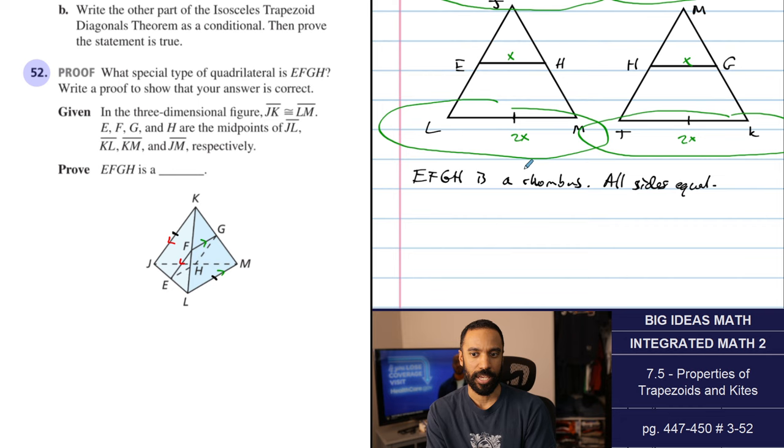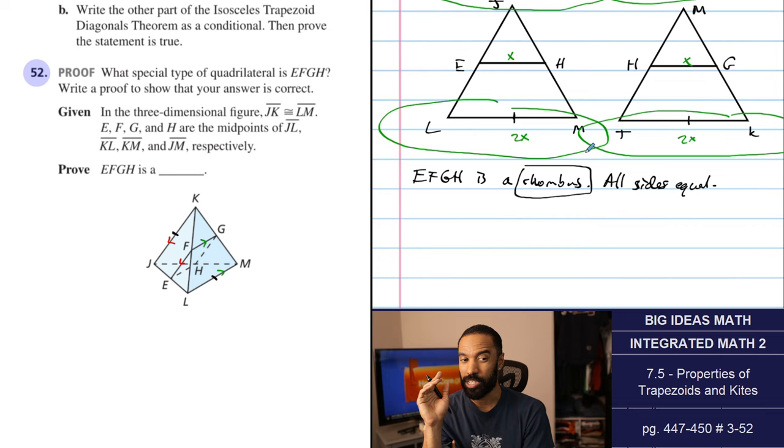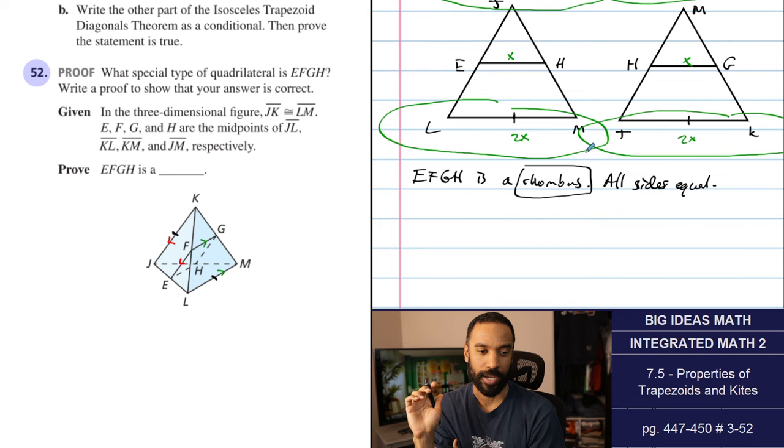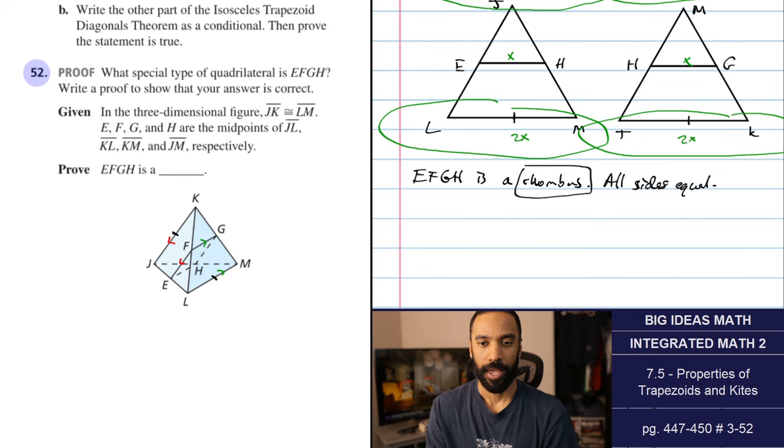So this is a rhombus there. There might be a way to indicate it's a square. I don't see what that is. I'm not going off of diagonals. Those won't work itself out. Maybe it is a square, but I don't think there's enough information there for it to be a square. And I think that'll be it for me there.